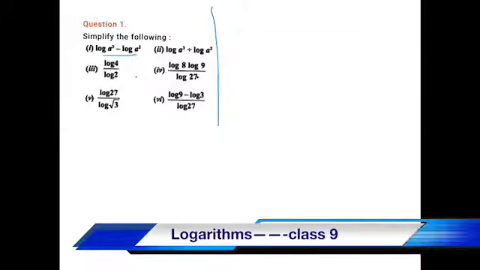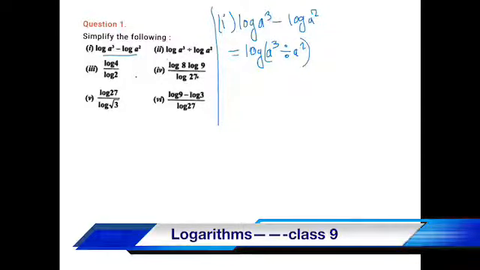First one, log A, because there is a subtraction in log and no base is given, that means same base. Subtraction in log becomes division. We can combine these two terms into division and we can write this as log of A. That is my answer.